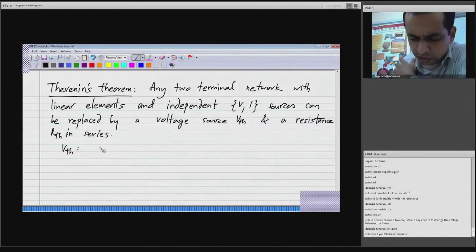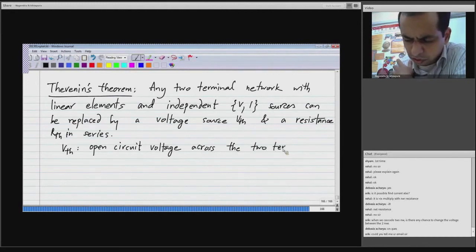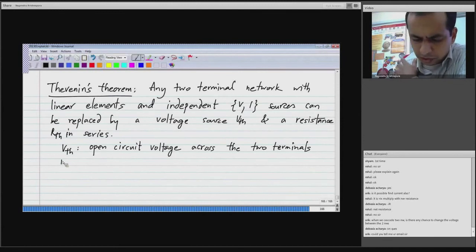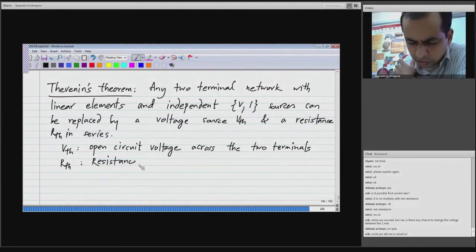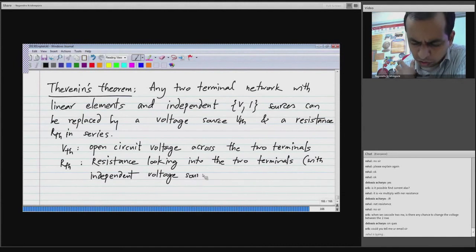So the voltage VTH is the open circuit voltage across the two terminals, and RTH is the resistance between the two terminals, looking into the two terminals with independent voltage sources nulled.